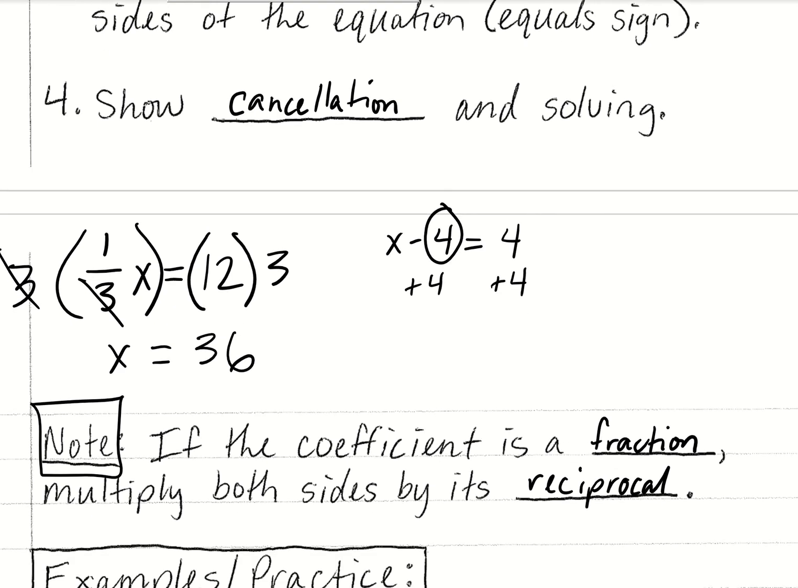Last step, step 4, show cancellation and solving. To show cancellation, boom, I showed cancellation. Now I've got x left on this side. Then I'm going to solve on this side. 4 plus 4 is 8. So I'm left with x equals 8.